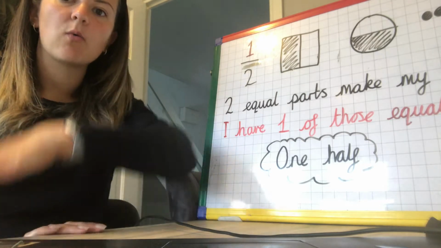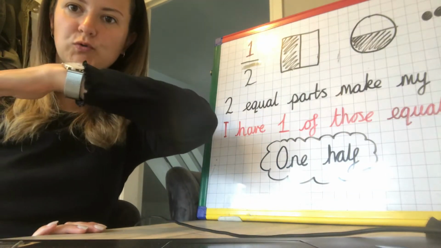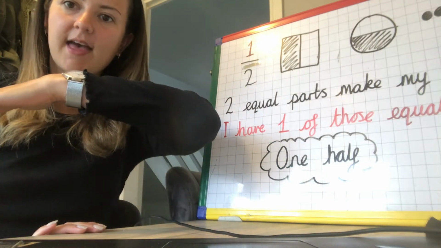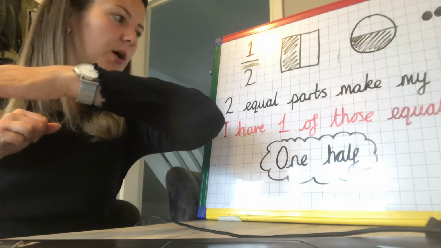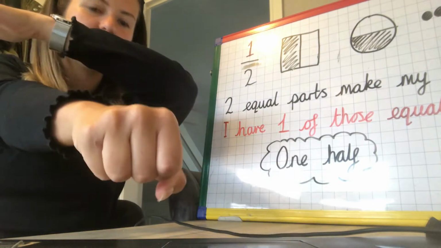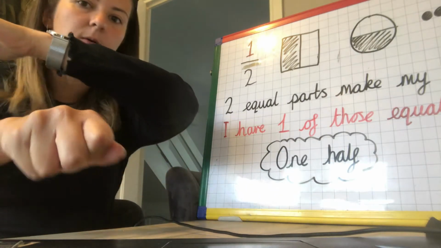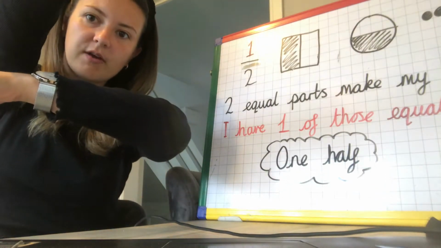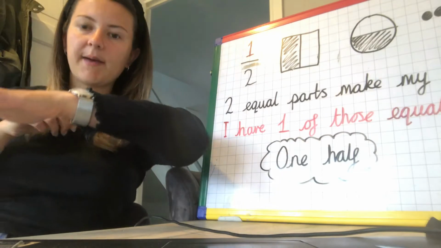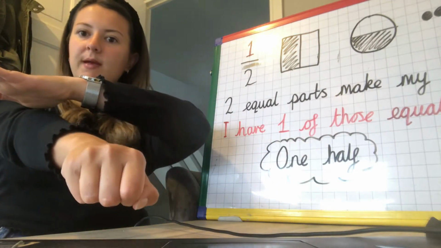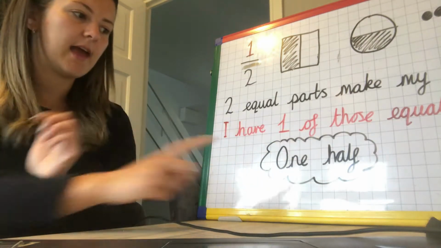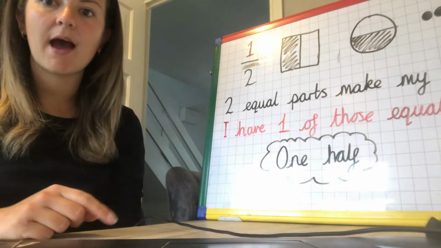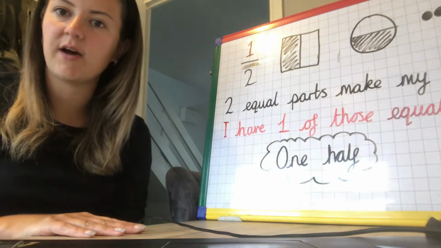Okay, so we have our fraction line, and then we are going to read the stem sentence. We're going to start at the bottom with the denominator. So, 2 equal parts make my whole. I have one of those equal parts. Okay, so that is 2 equal parts make my whole, and I have one of those equal parts. I have 1 half.